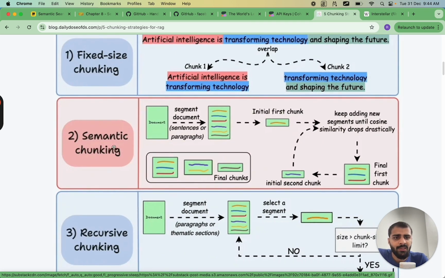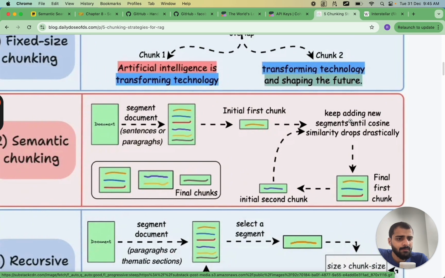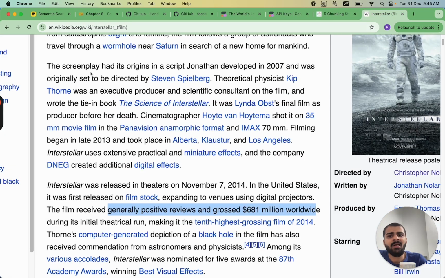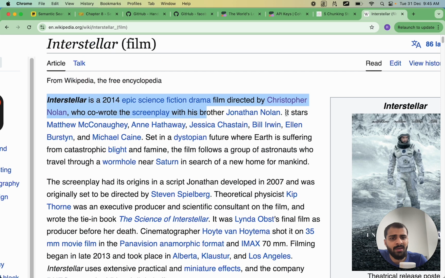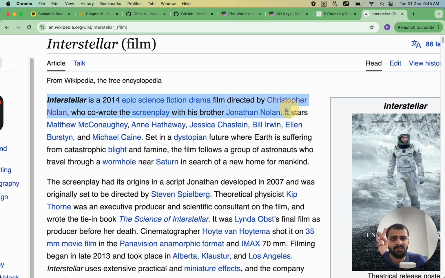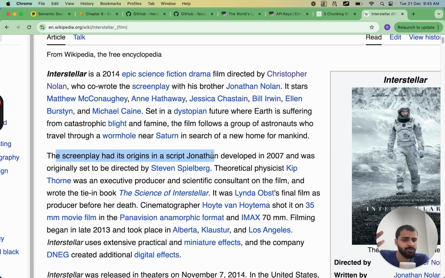The second type of chunking is also called semantic chunking. What this means is that you start with the first chunk and you keep on adding new segments to this chunk until the cosine similarity drops drastically. Let's say you add the first sentence, then the second sentence, then the third sentence, and you're always comparing the cosine similarity. Now if you come over here, maybe the cosine similarity drops drastically. Then you mark the end of the first chunk and you start the second chunk.